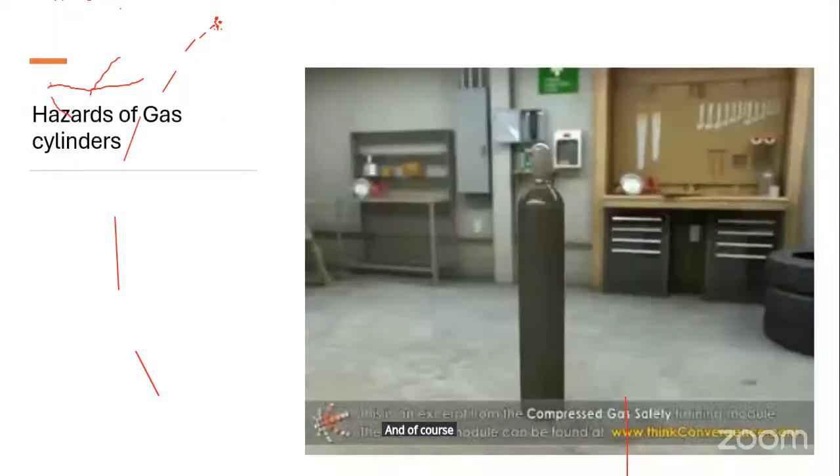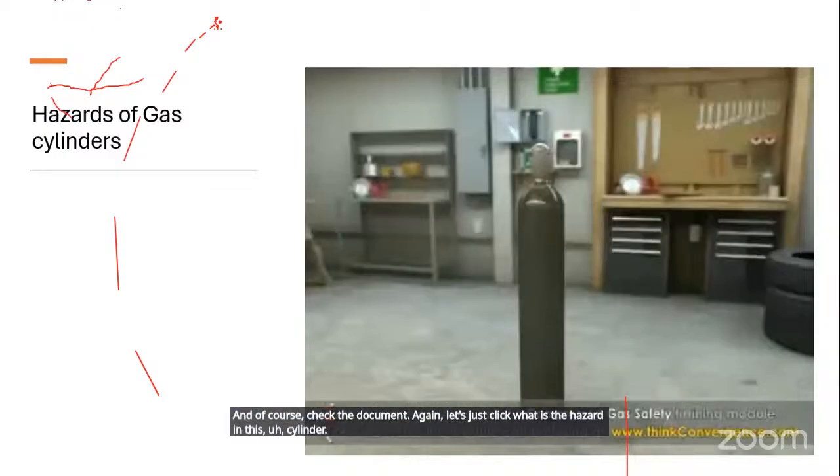And of course, check the valve. We're going to watch this quick video on what the hazard in this cylinder is. Then after that, we'll cover briefly.